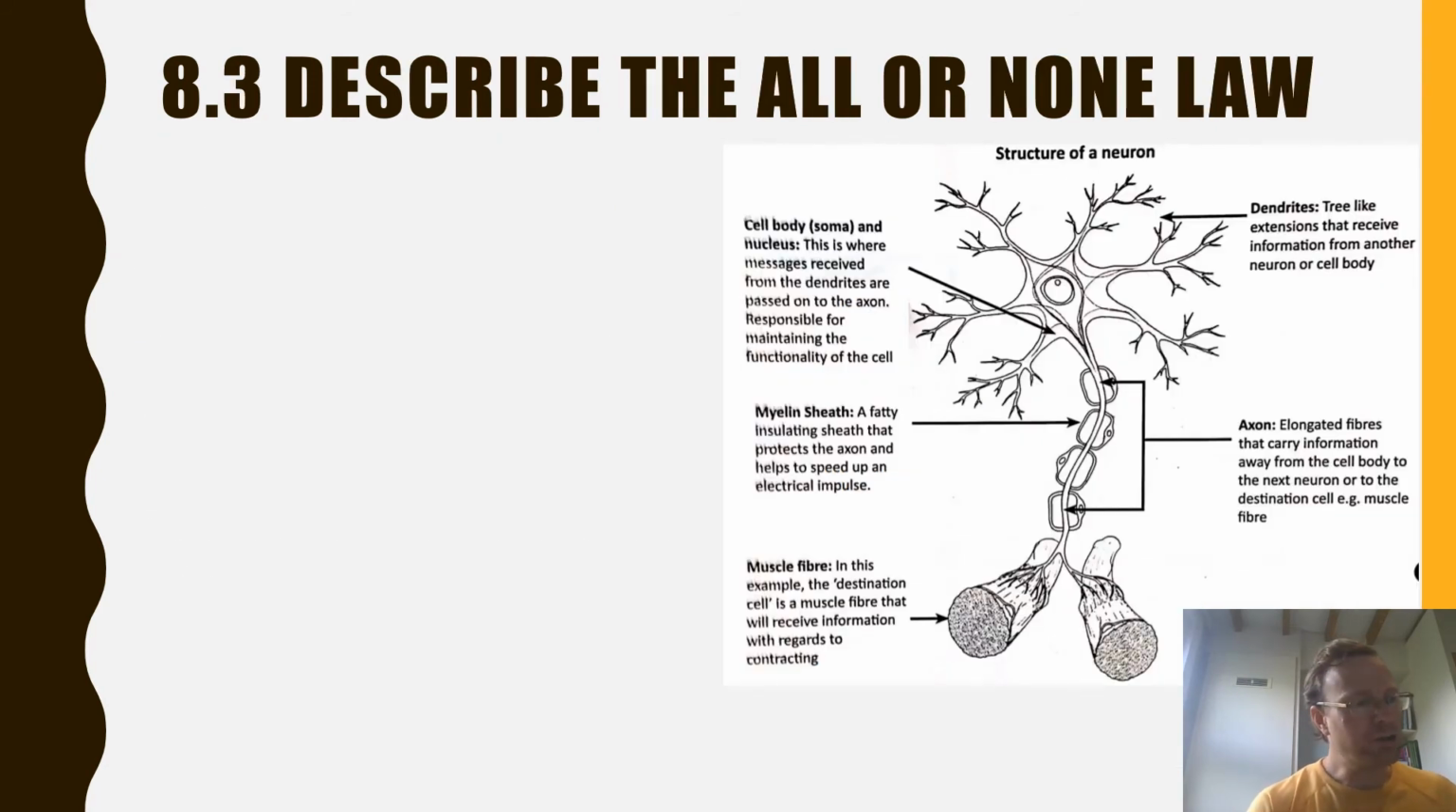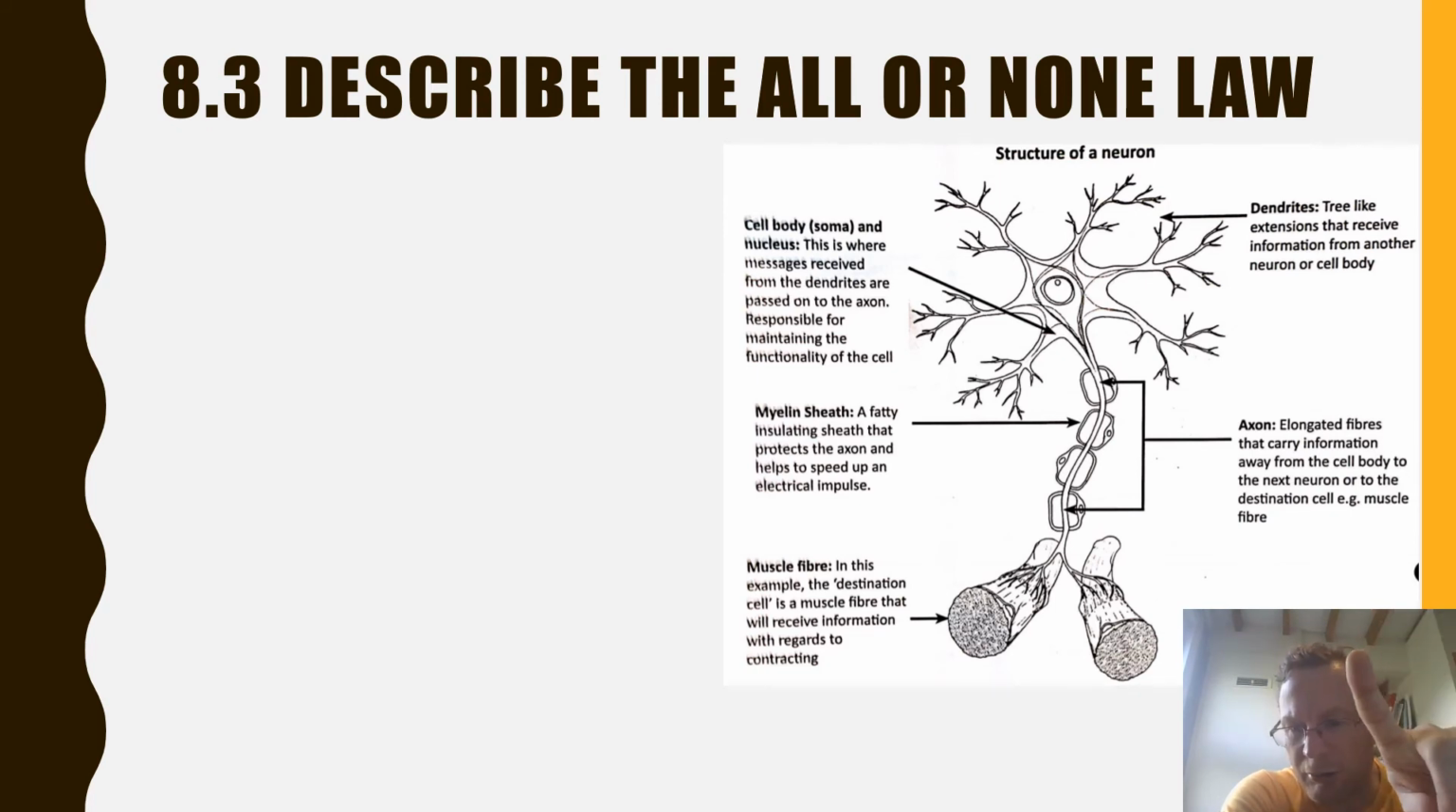So you're asked for 8.3 to describe the all or none law of motor unit recruitment. What you should have seen in the previous picture is that a motor unit is a group of muscle fibers supplied by a single nerve. So this picture shows that quite nicely.